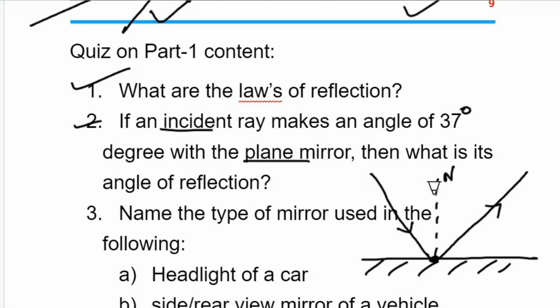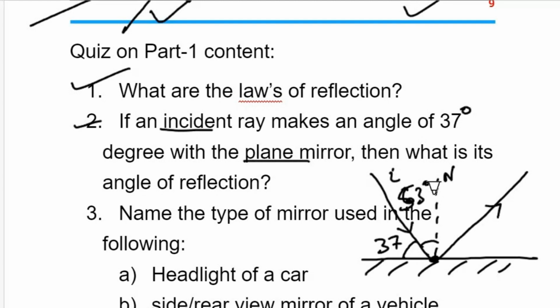The incident ray makes a 37 degree with the plane mirror. See, this is a 37 degree. Then what is angle of incidence? Angle of incidence is 90 minus 37, means 63. So angle of incidence is 63. 53, okay, sorry. Okay, angle of incidence is 53.